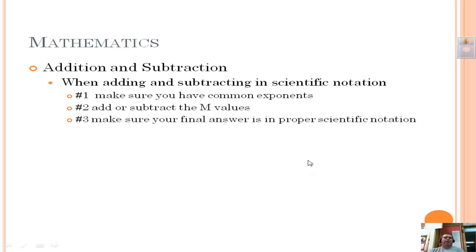So when you add or subtract those m values, make sure that m value is greater than 1 but still less than 10. And if it's not, then you'll have to make sure that it is in proper scientific notation, okay, to get it between 1 and 10.